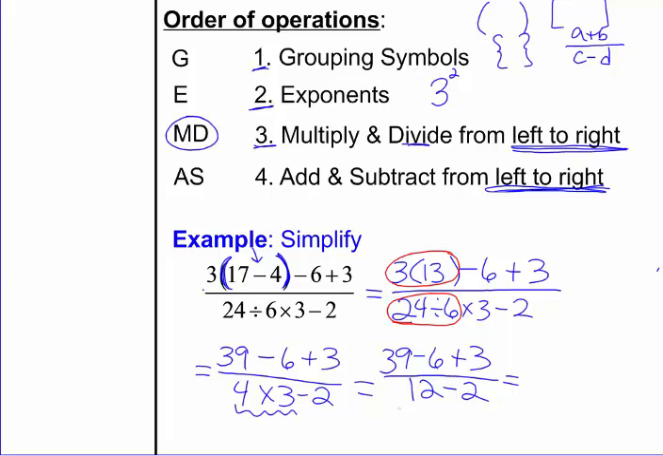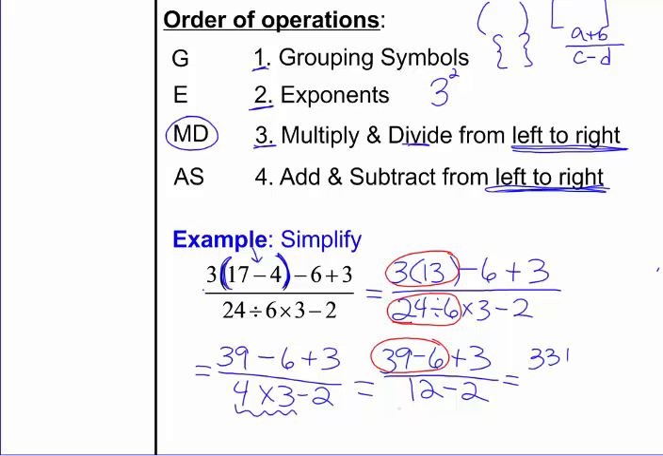Now we've finished the multiply and divide. We're going to move on to the add and subtract. So on top, you have both. You have a subtraction and an addition. You do whichever comes first. So the subtraction comes first. You're going to do the subtraction first.